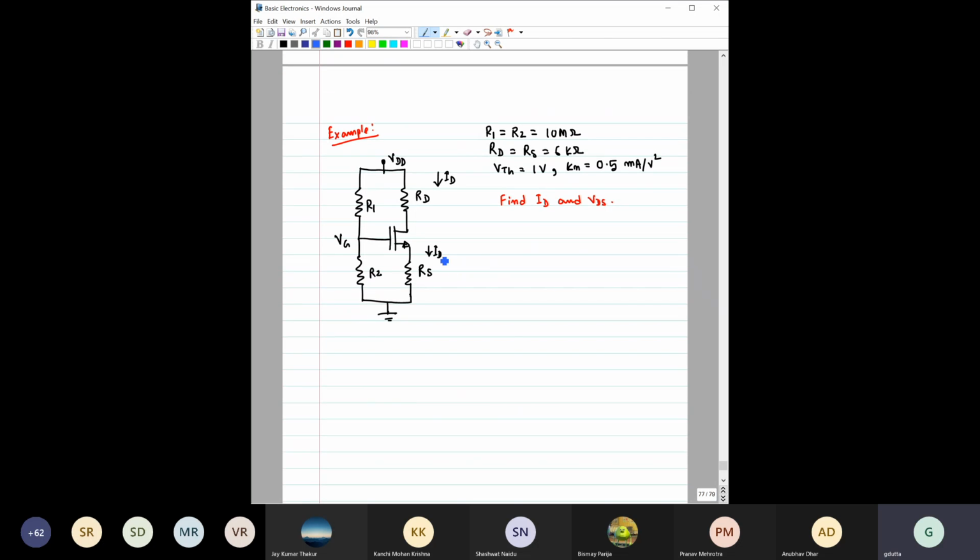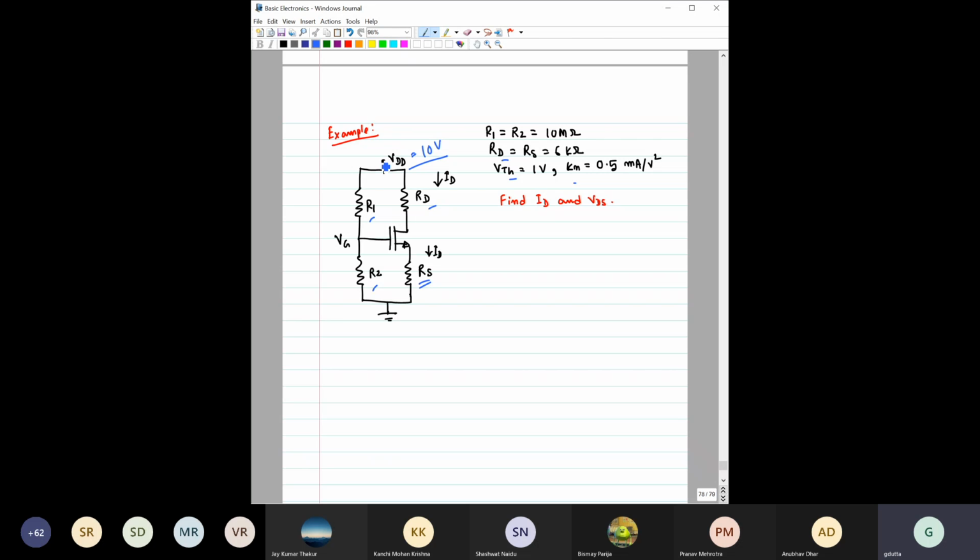So let us quickly do one example before we move to the next part. So here, this is the circuit. This circuit is similar to the previous one, except here we can also see the value of this RS is also there, right? The values of R1 and R2, these two resistors, are given. Values of RS and RD are also given. Threshold voltage is given, Kn value. So you almost know all the things except the value of VDD. So VDD is 10 volt.